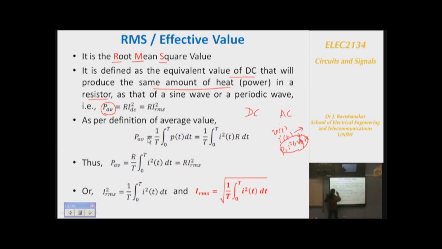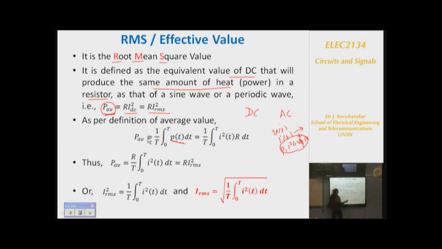The power produced by a DC current is R into I squared DC, and the power produced by AC is R into I RMS squared. So this is the RMS value: the value which will produce the same amount of power as that produced by an equivalent DC current. Therefore, in the case of RMS, we are taking the average value of the power. As per the average value definition, P average is 1 by the time period, integral 0 to T of P of t into dt, where P of t is the instantaneous value of the power.